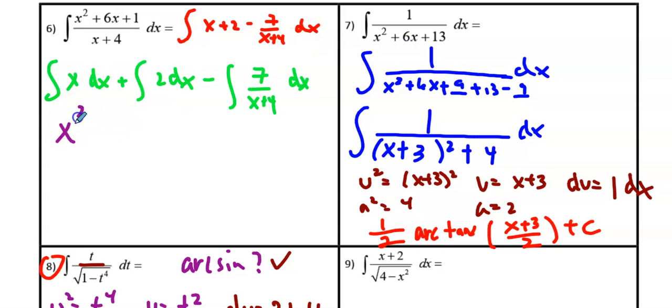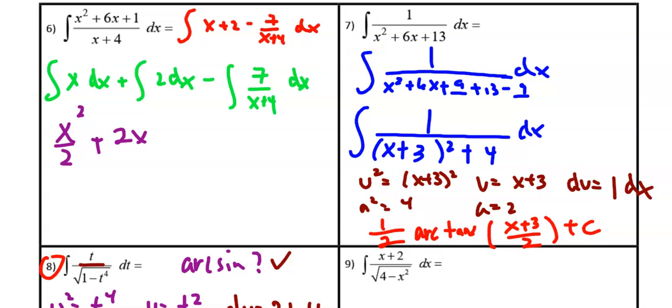The integration of x is just x squared over 2. The integration of 2 is just going to be 2x. But then we get over here, and we get some number over some function, x plus 4. So what we can do here, and remember this x is not squared, so it's not an arctangent.